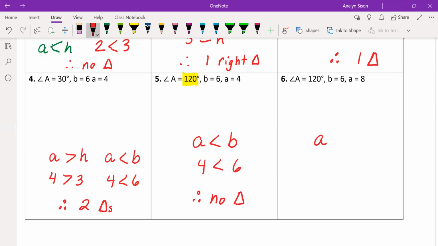What about this one? Here we have A, 8 is greater than the B. Is this one possible? Yes, we have one triangle here. Any questions? If you get this, you have to congratulate yourself because you know what? This is really hard for most kids. Do you understand when you're going to make 2 or 1 or none?